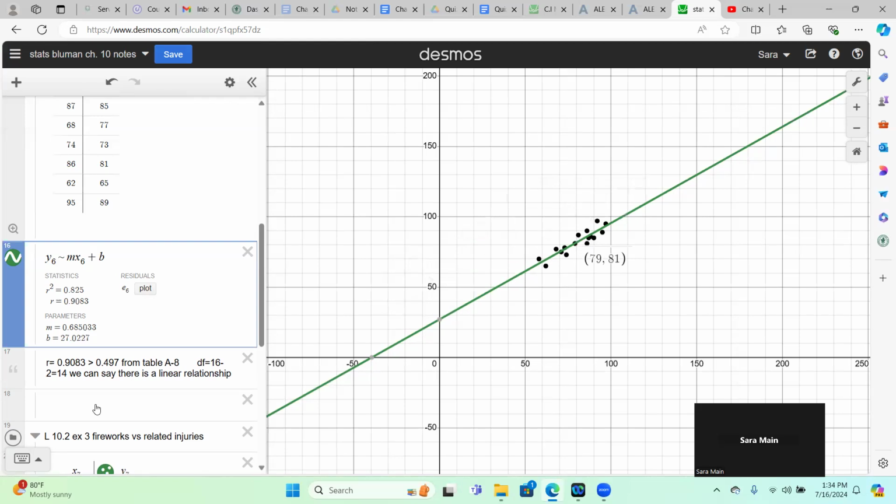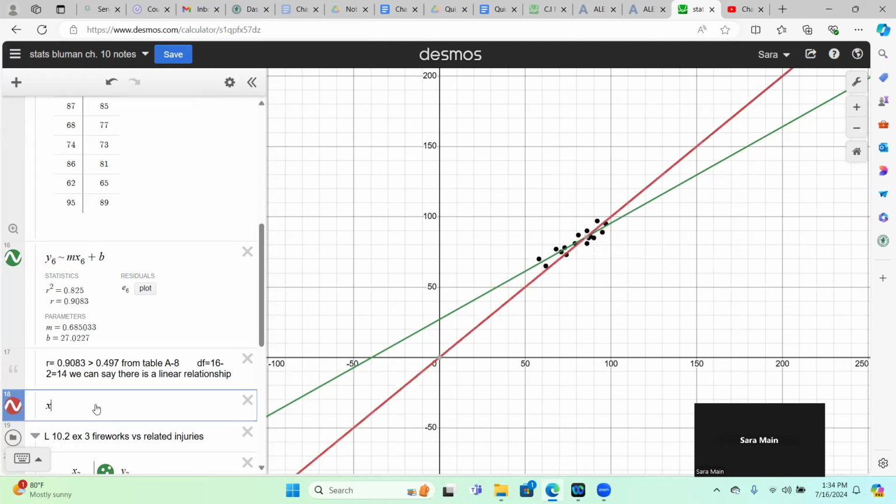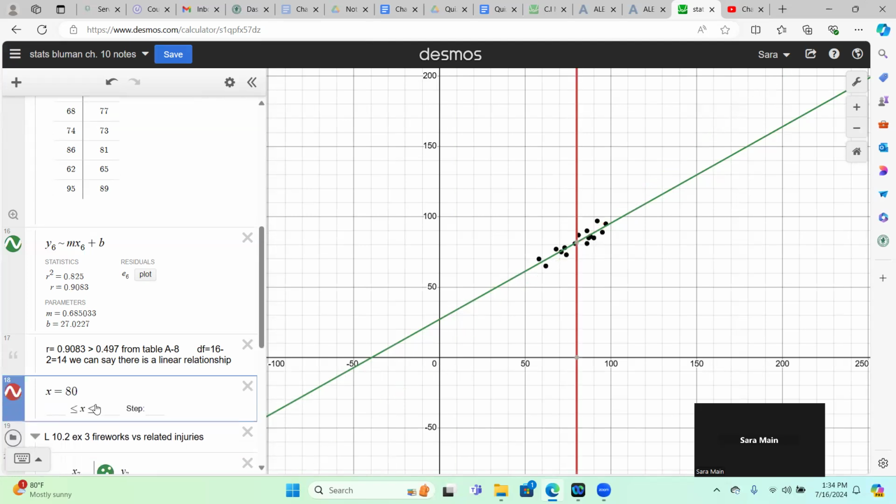Another way to do that would be to just say x equals 80, and it's going to draw the line at 80, and then you can just click on that intersection dot, and it will give you the y value that goes with that.